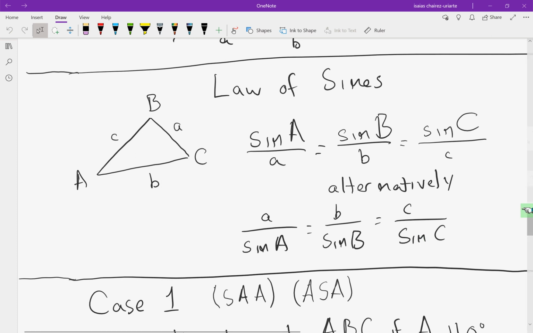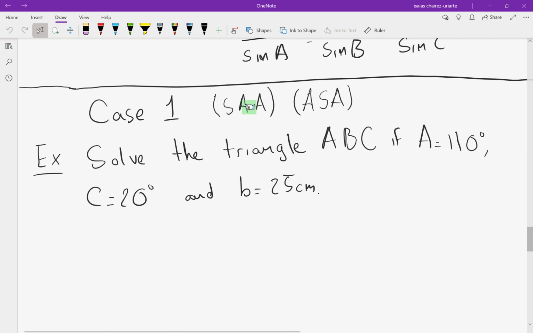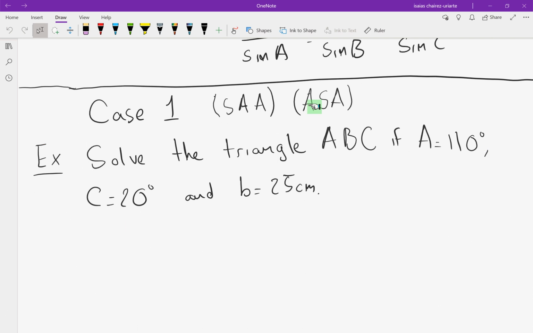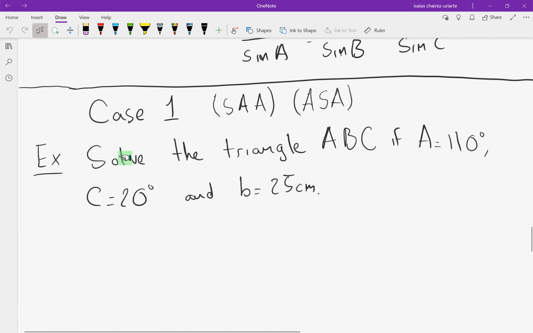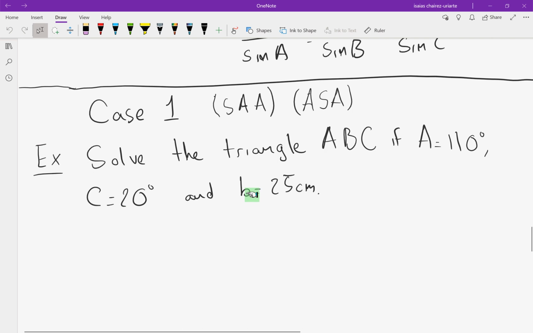All right, let's think about this case 1 again. You are given two angles and a side, and you want to find the rest of the information about this triangle, the other three missing dimensions. All right, so first exercise here. Let's solve the triangle ABC if A is 110 degrees, C is 20 degrees, and the side length B is 25 centimeters.